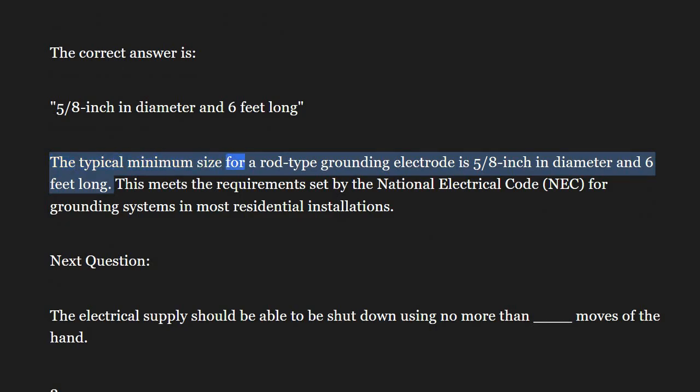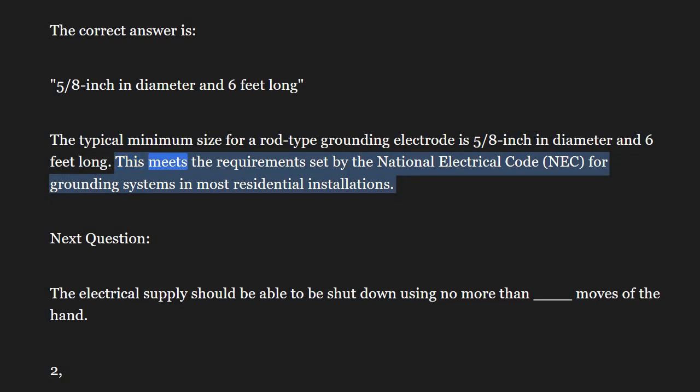The typical minimum size for a rod-type grounding electrode is 5/8 inch in diameter and 6 feet long. This meets the requirements set by the National Electrical Code for grounding systems in most residential installations.